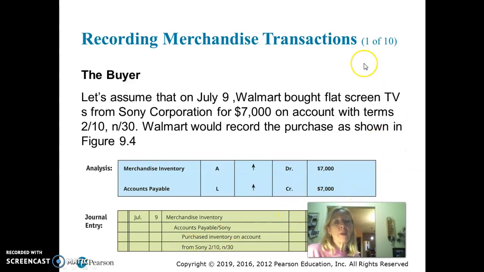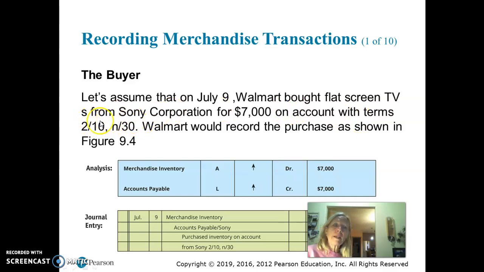Okay, so let's start with this idea of recording some merchandise transactions. You have to remember you are the buyer. We'll just say you are the feed store or the Walmart. So you have to purchase inventory to resell. The example is you bought flat screen TVs from Sony for $7,000 on account. So if you're buying that on account, then that would be an account payable, right? Because you didn't pay cash for it. The terms are 2/10, n/30.